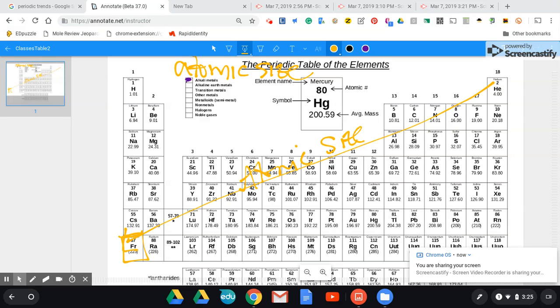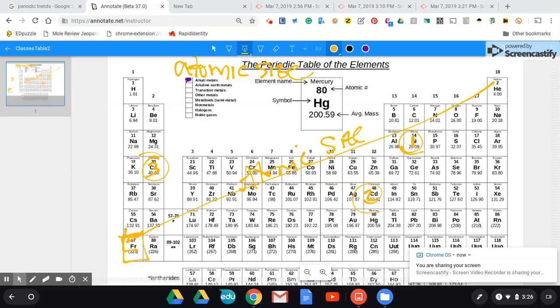Like, for example, if I've got calcium, silicon, cadmium, all right, rank in order of increasing atomic size. So first would be, this would be your first one, second one, third one. So calcium would be the biggest because it's further to the left and further down.